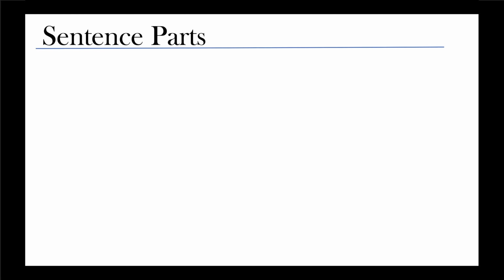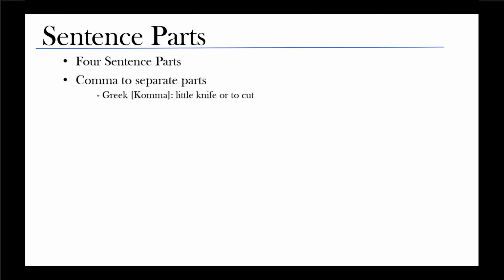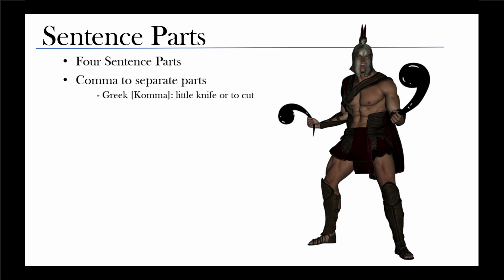Okay, as I said in the other video, there's only 4 sentence parts to learn, so that's pretty easy. And we're going to start with some basic punctuation, just the comma, to separate these sentence parts. Now remember, I said in Greek, they mean little knives, so you can imagine a Greek person with these knives, commas, cutting the sentence into pieces, and there's 4 different parts to learn.